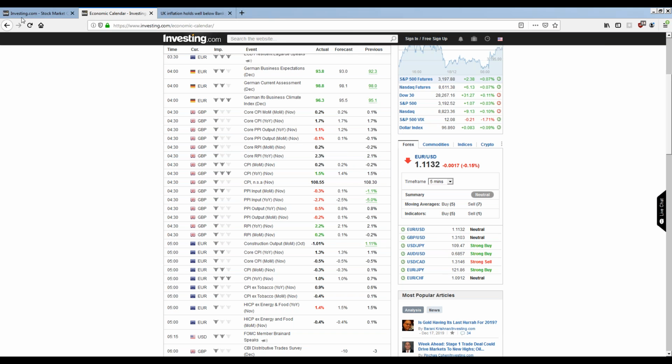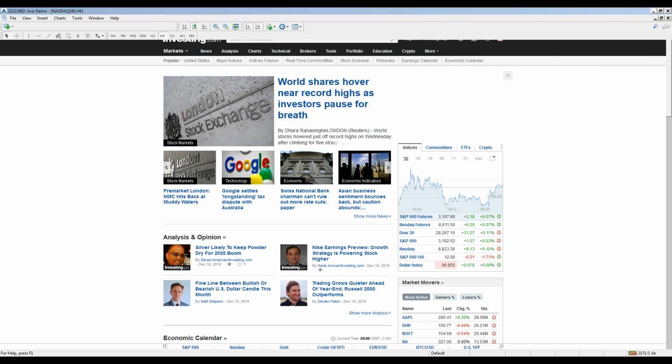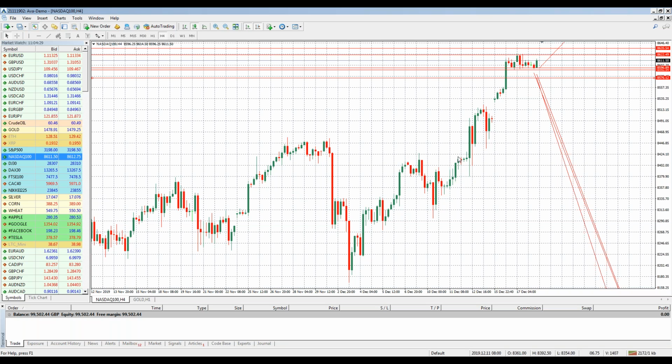Okay, now, what about the bigger picture? We were looking at the Nasdaq. What about the bigger global environment? World shares hover near record highs as investors pause for breath. Isn't that exactly what we saw on the chart? High points on the Nasdaq. It went rushing up, but it's at a pause. And that's exactly what this headline says: investors pause for a breath. Look at the chart. Isn't the chart pausing? A big run up, even a gap, and sideways.